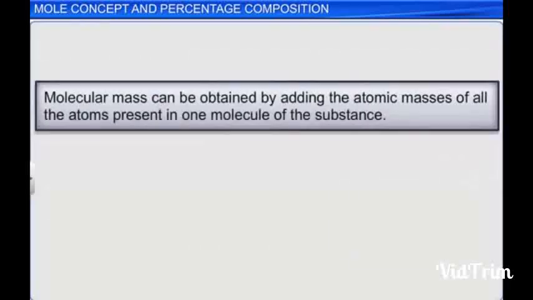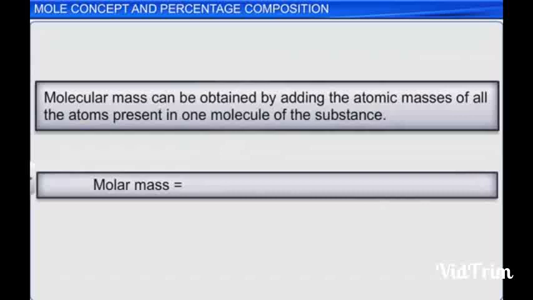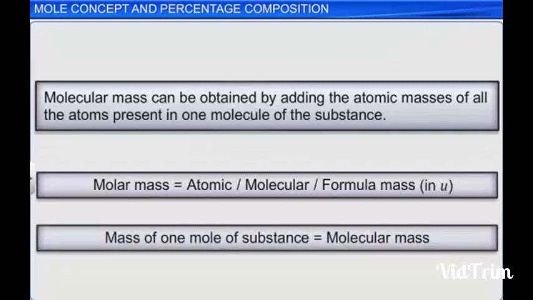We've learnt that molecular mass of a substance can be obtained by adding the atomic masses of all the atoms present in one molecule of the substance. And the molar mass is numerically equivalent to the atomic or molecular or formula mass in U. Thus, we can conclude that the mass of 1 mole of any substance is equal to its molecular mass.